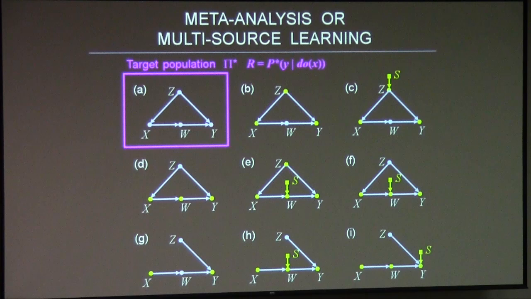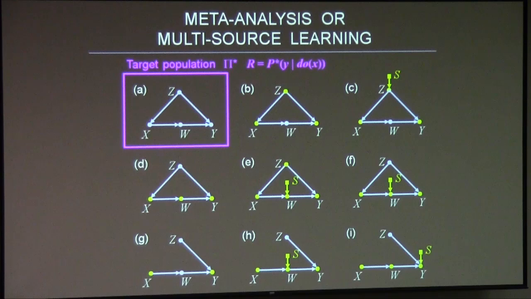Look, they have an S variable. These are the factors that make one population different from the Arkansas population. Here the H can be different. Here the W can be different. Okay? S represents the threat of disparity.